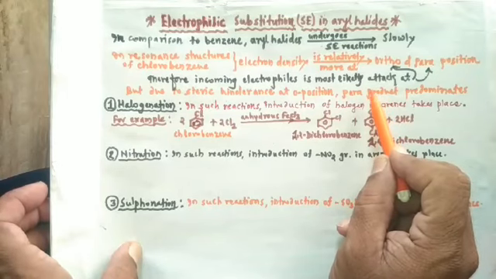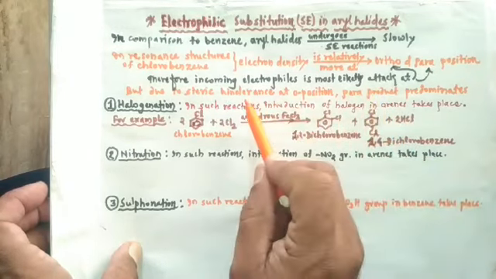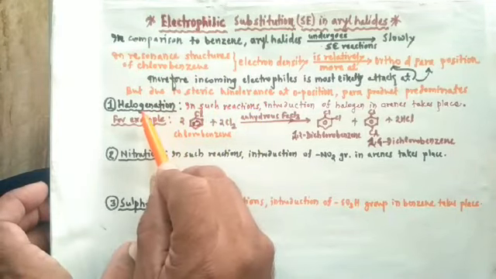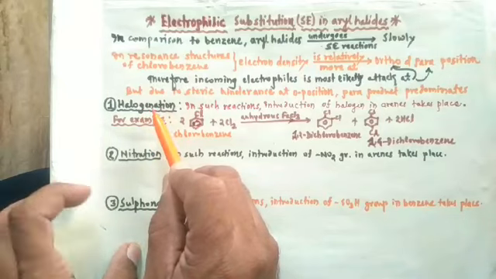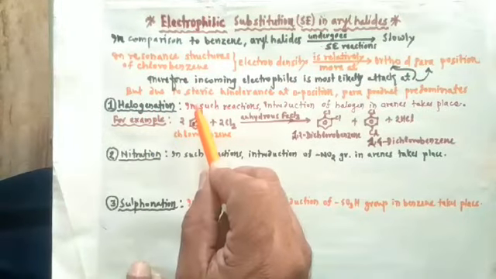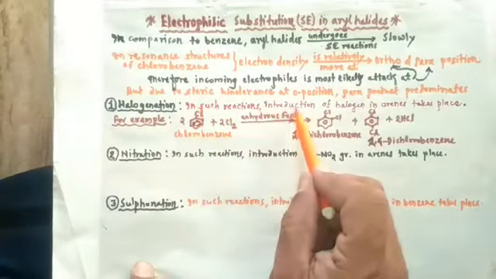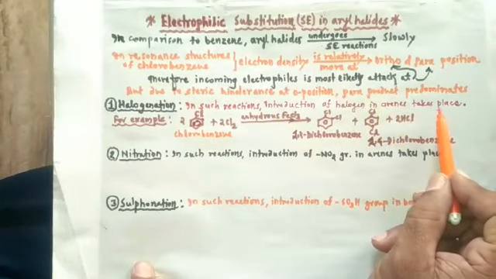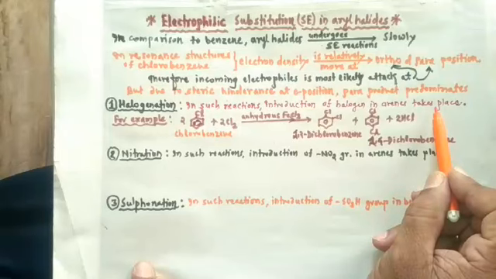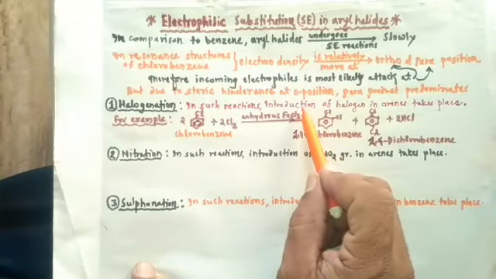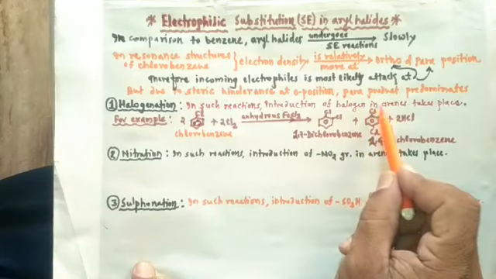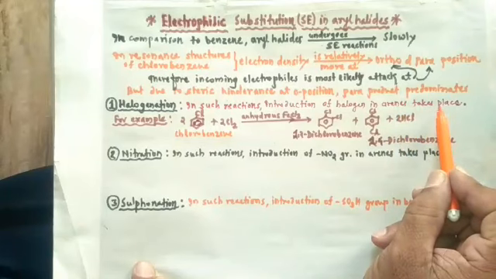So let's study the first electrophilic substitution reaction of aryl halides, and that reaction is halogenation. So in halogenation, introduction of a halogen in benzene or arene takes place. Halogenation is nothing but the reaction in which there is an introduction of a halogen in benzene or arene.